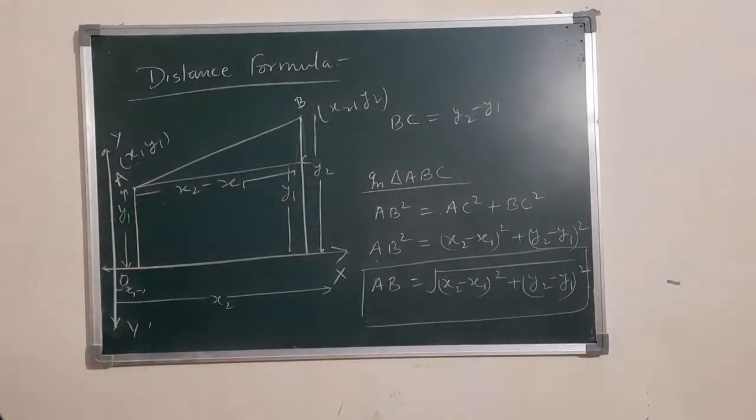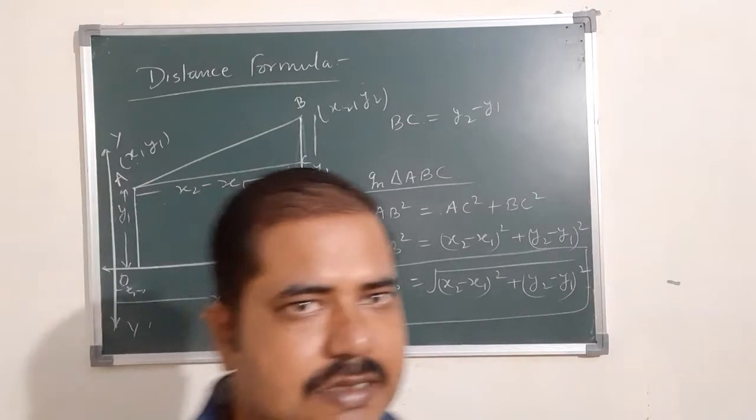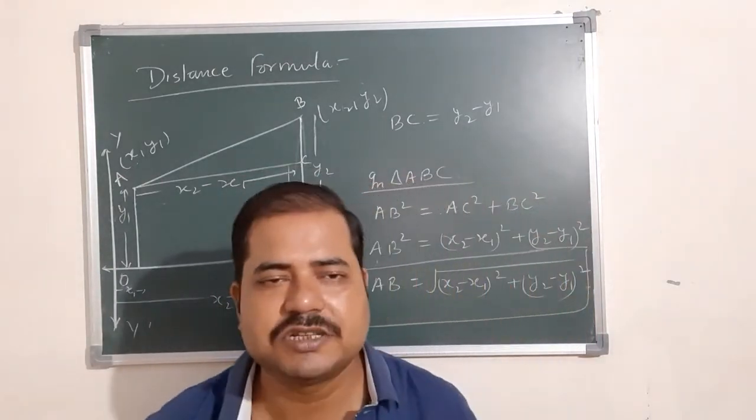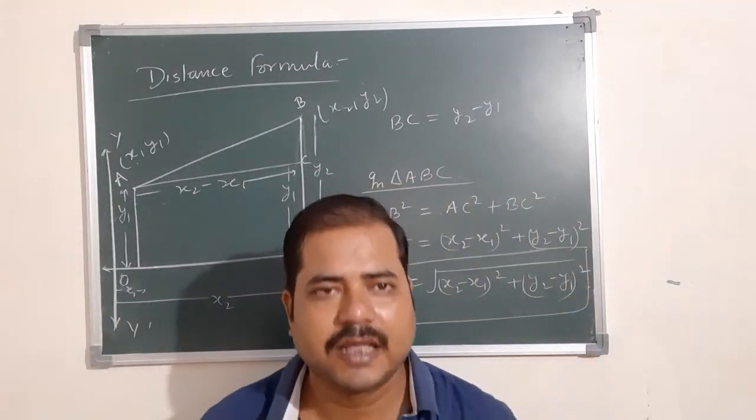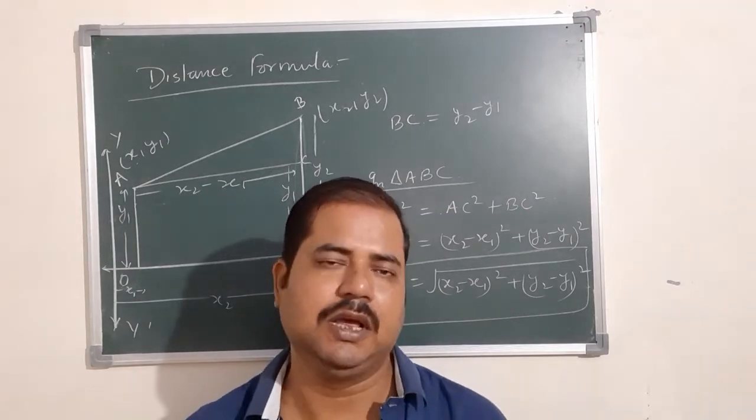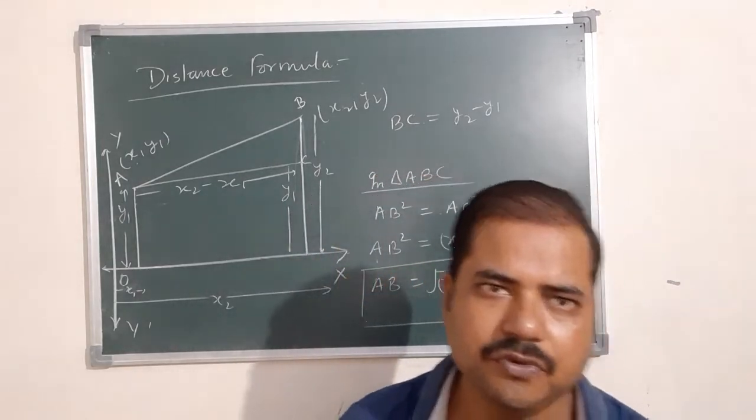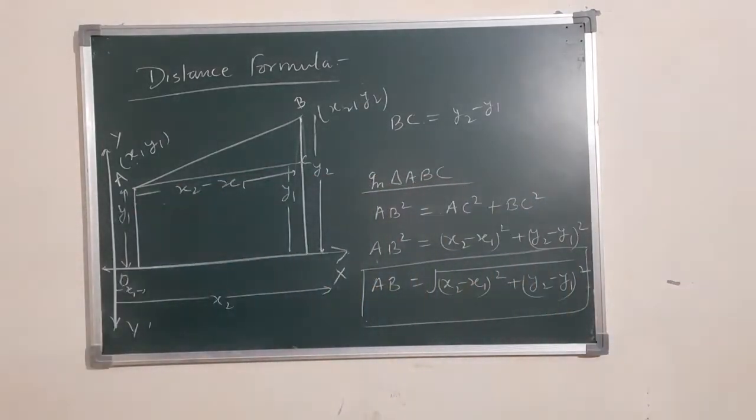So please note it down, and then we shall discuss the application of the distance formula. That means, for the given 3 points to be collinear, how will we prove it? So please note it down.